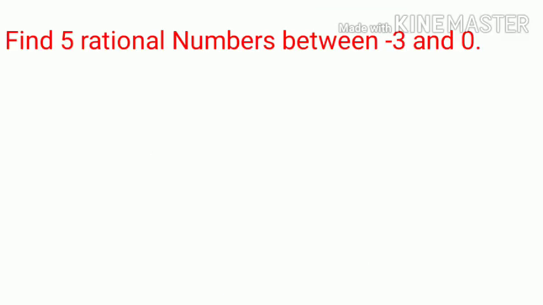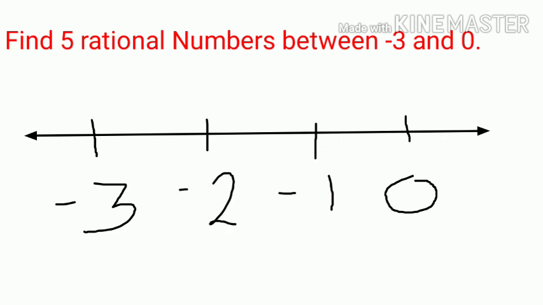Okay? Now, let's find 5 rational numbers between -3 and 0. To make this question a little easy, let's see this on the number line first. On the number line, I have represented 0, -1, -2, -3. Children, two numbers we have already found, -1 and -2, between 0 and -3. We have to find 5, that means 3 more rational numbers we need to find.